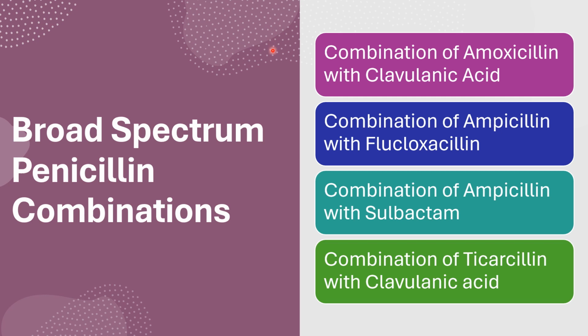Broad spectrum penicillin combinations include amoxicillin with clavulanic acid, ampicillin with flucloxacillin, ampicillin with sulbactam, and ticarcillin with clavulanic acid. The importance of these combinations is that they combine a penicillin with a beta-lactamase inhibitor. This beta-lactamase inhibitor drug inhibits the action of beta-lactamase and renders the penicillin effective against bacteria.